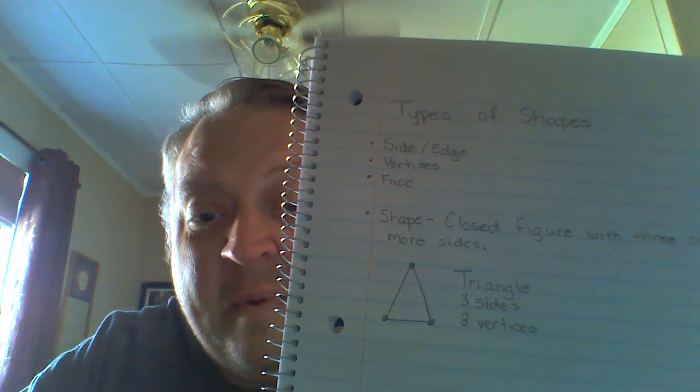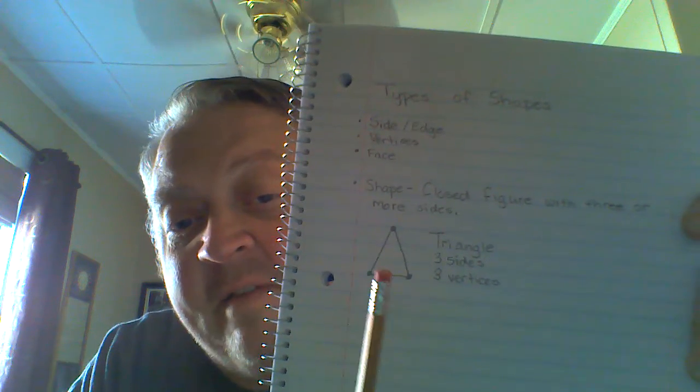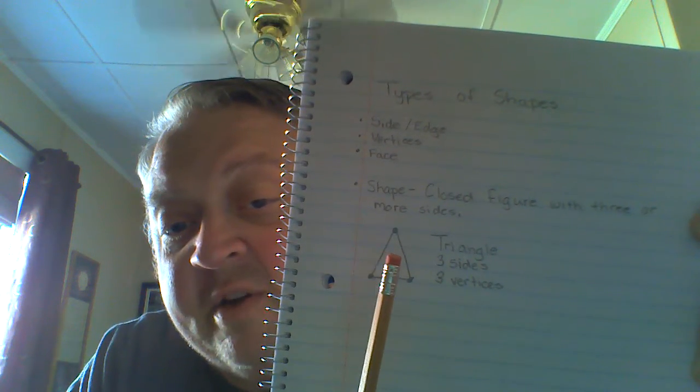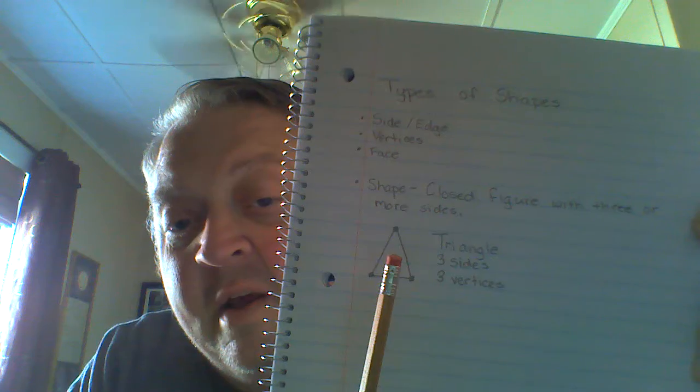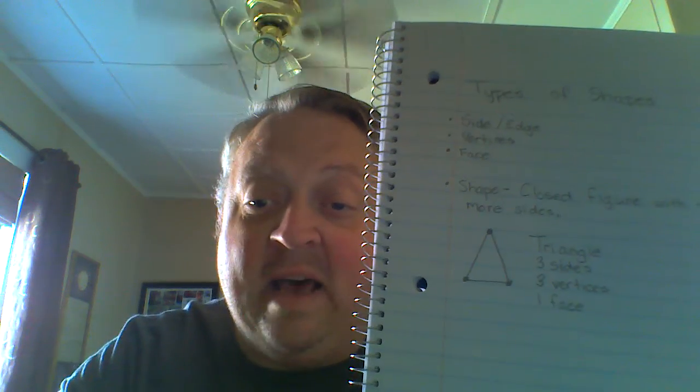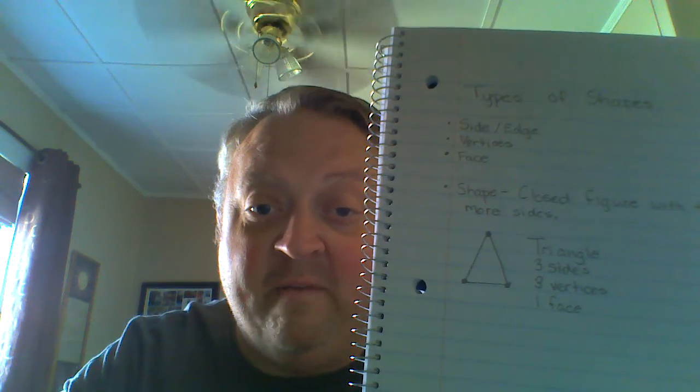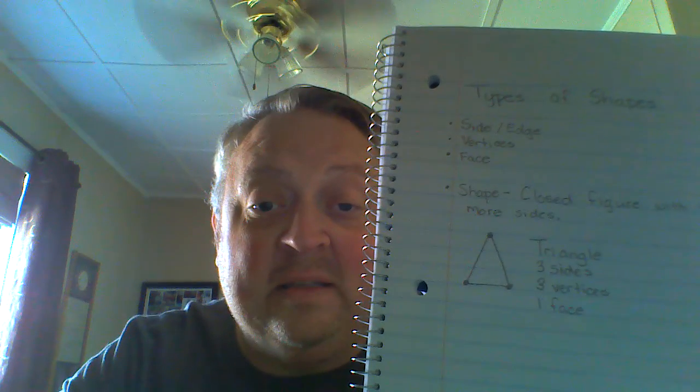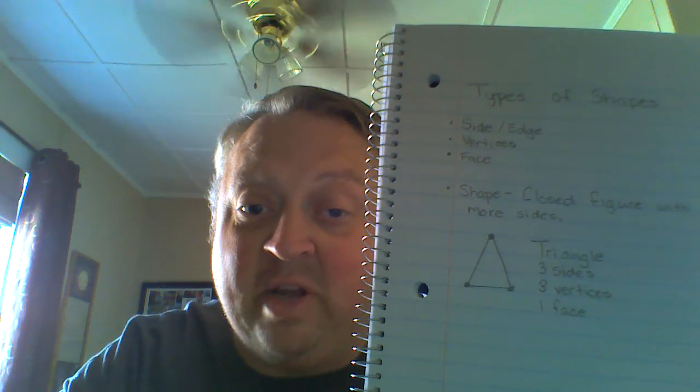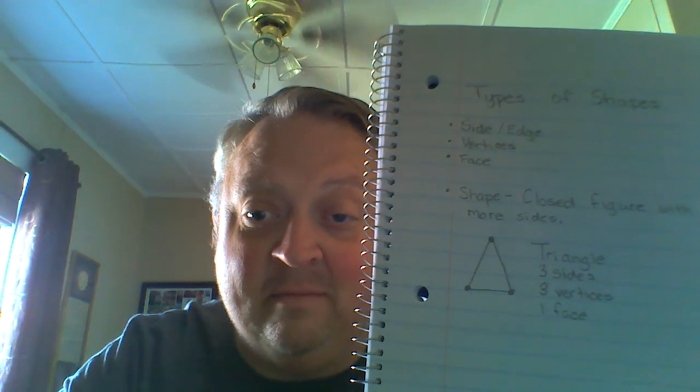Now we also want to talk about the face. The face is the flat portion of our shape, and that's what we have right here. That makes it up. So we have one face. So I'm going to put 1 and F-A-C-E for face. So we now know that a triangle has three sides, three vertices, and one face. A triangle like this is considered a two-dimensional shape because it is flat.